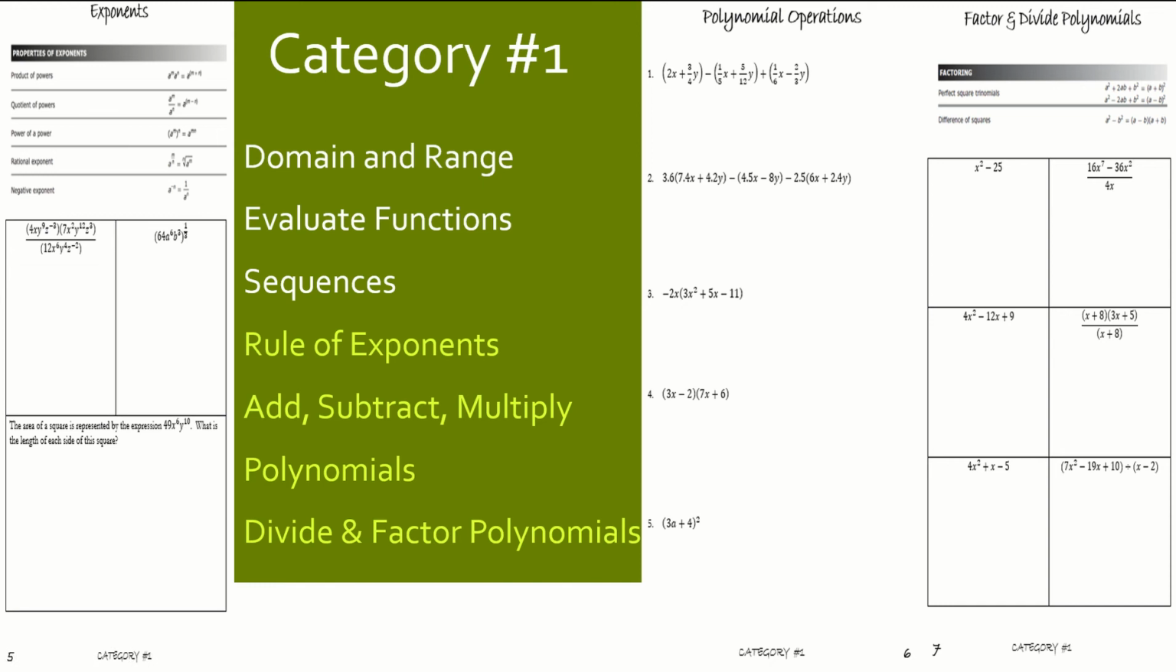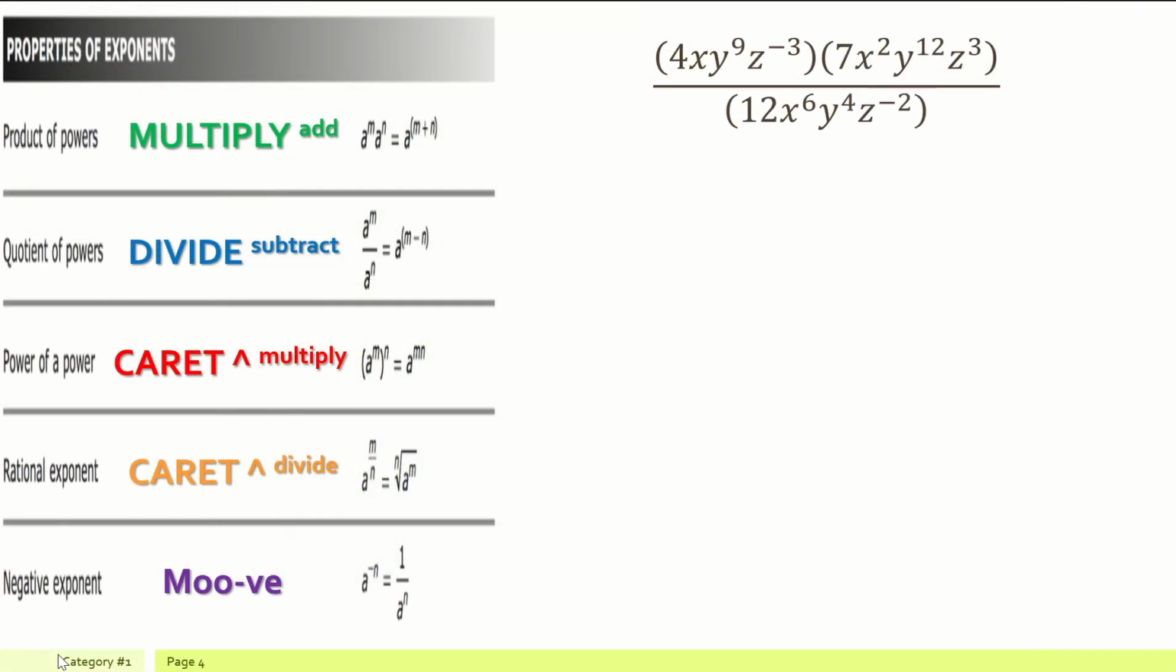Algebra 1 EOC STAAR Review, Category 1, on page 5, we're looking at exponents. So first note, on your STAAR formula chart, you will be given the laws of exponents: the multiplication law, division law, power law, rational exponent, and negative law. One law that you do not see that we have talked about, that we know any base raised to the 0 power is 1. So you might want to jot that down on your formula chart somewhere.